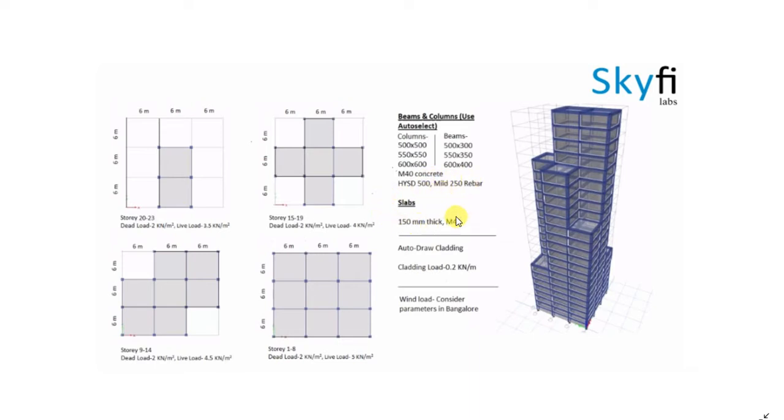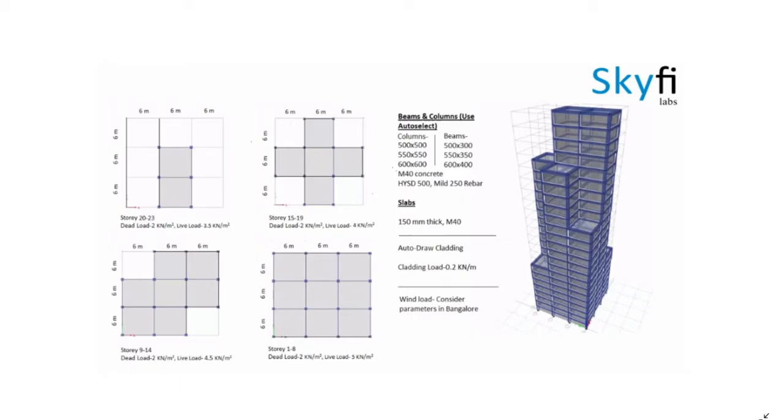The slab throughout the building we are going to provide is a 150 mm thick slab having M40 grade concrete. Here we will use auto draw cladding whose load will be taken as 0.2 kN per meter. For the wind load we will consider the parameters for a building to be constructed in Bangalore city.